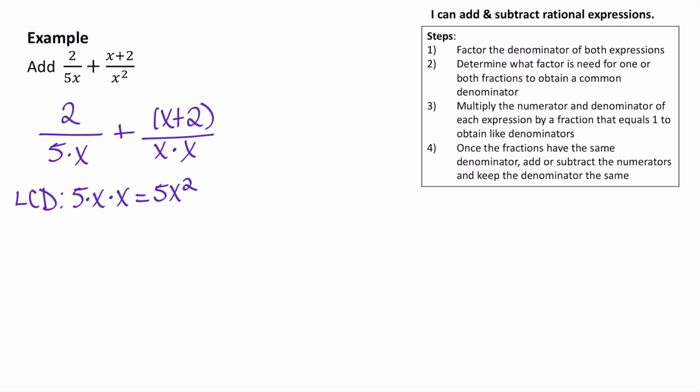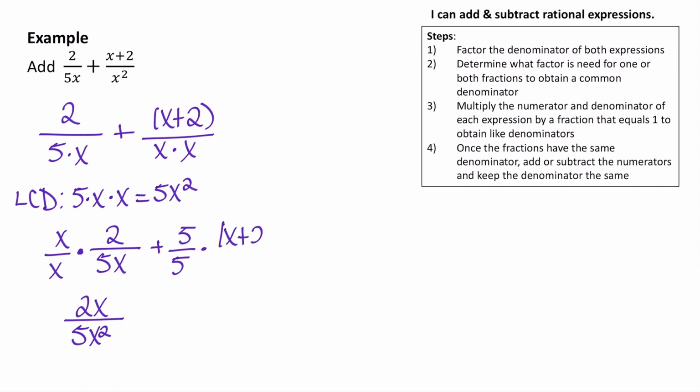So in order to get 5x squared in that first denominator, I'm going to take that first fraction, that 2 over 5x, and I'm going to multiply it by x over x. So when I do that, that first fraction becomes 2x over 5x squared. Now let's work on the second fraction. So in order to get 5x squared in the denominator, I need to multiply by 5 over 5. And so that is 5 over 5 times x plus 2 over x squared. And so when I multiply by 5, I get 5 times x plus 2 over 5x squared.